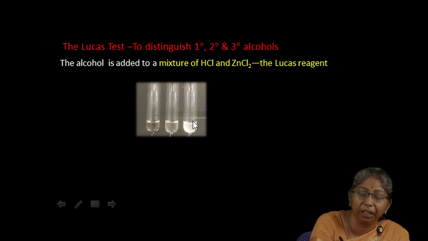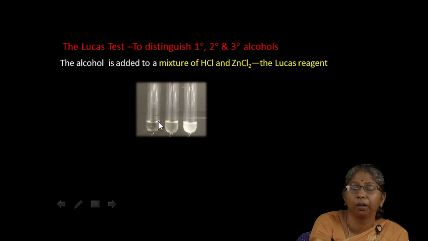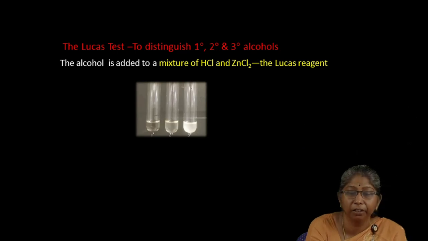If the turbidity appears only after a few minutes, say 5 or 10 minutes, then the compound we have taken is a secondary alcohol. And if the alcohol remains as such and the reaction takes place only after a very long time, then it is a primary alcohol. The primary alcohol is soluble in this reagent, so we get a colorless solution, with no turbidity. So this test is useful for distinguishing between primary, secondary and tertiary alcohols.